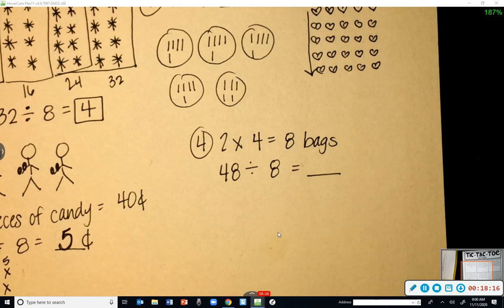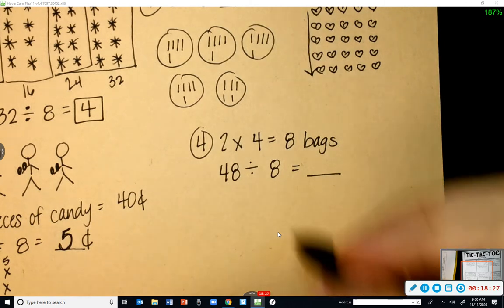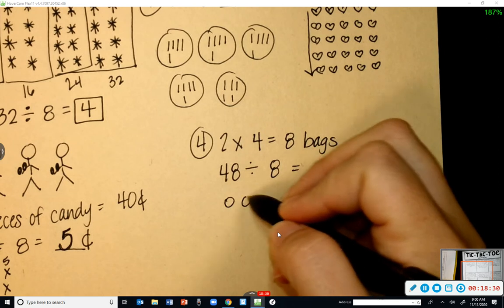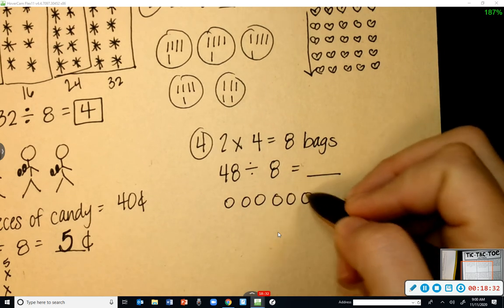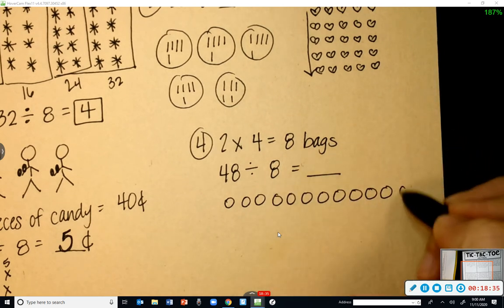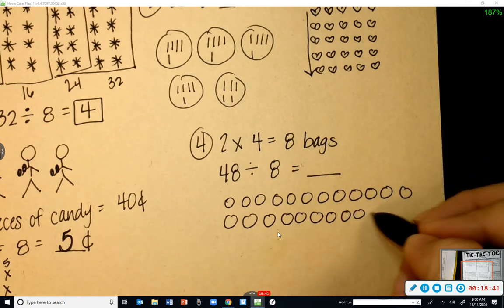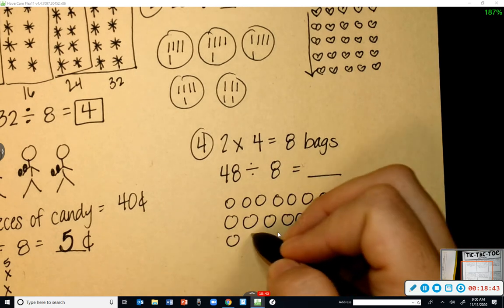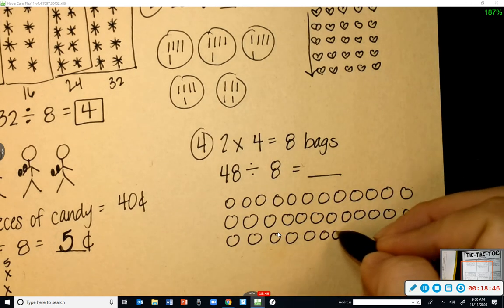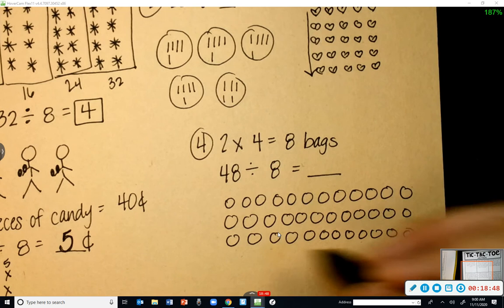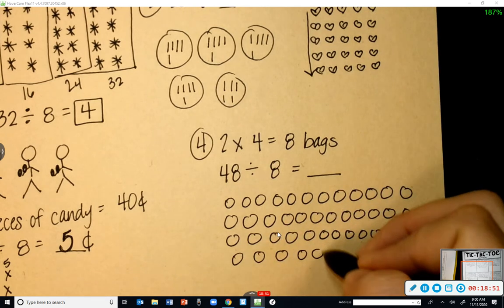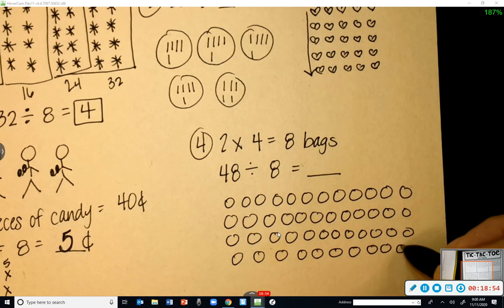I'm going to show you how to do a different way. Let's just say a picture is already given to me because this happens a lot. They may already give you 48 things. So I'm going to go ahead and draw 48 peanuts. 3, 4, 5, 6, 7, 8, up to 47, 48.